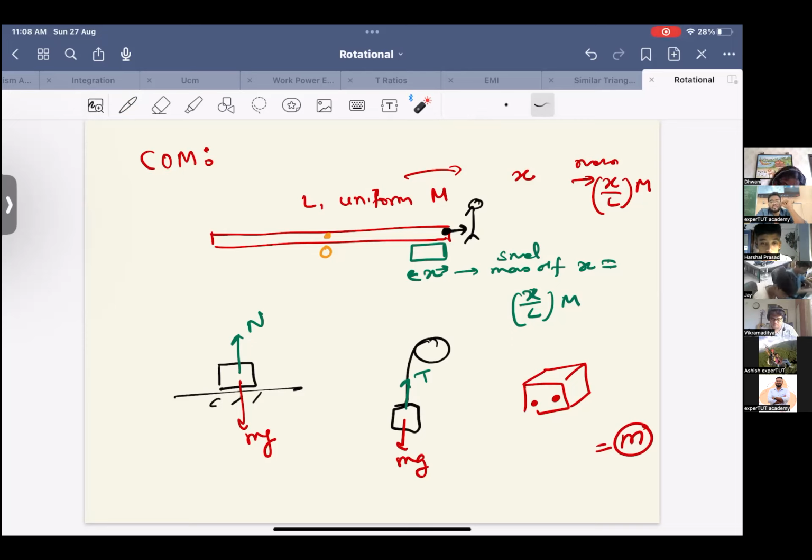Point of application of normal is a surface area, is a square, right? If it's a cube, it's a square of area. How much area? If it's a cube of side A, normal is acting on surface area A square. Are you getting this, everyone?